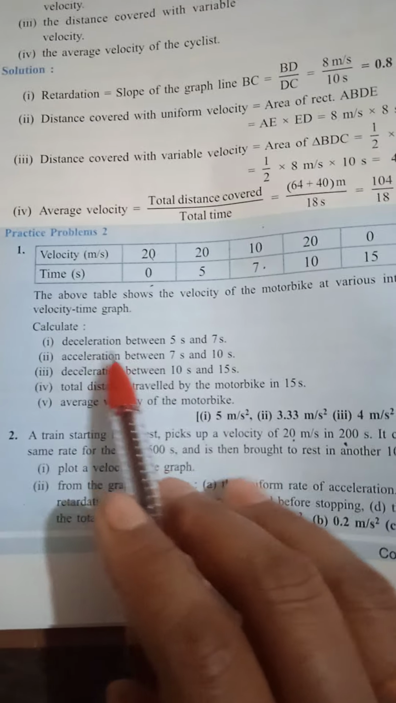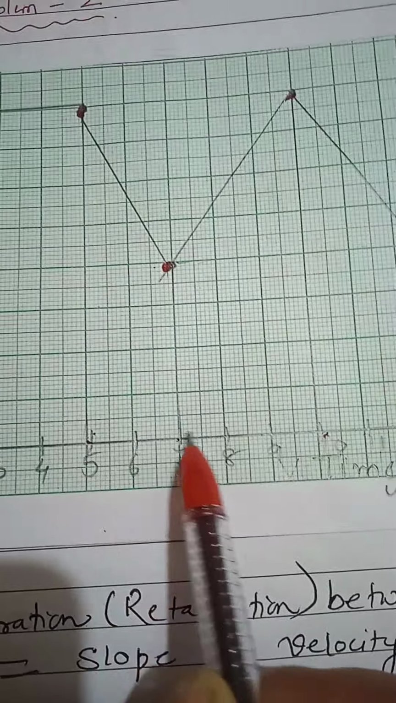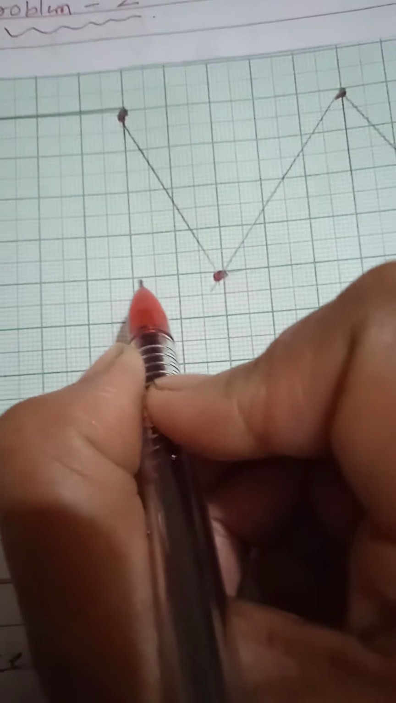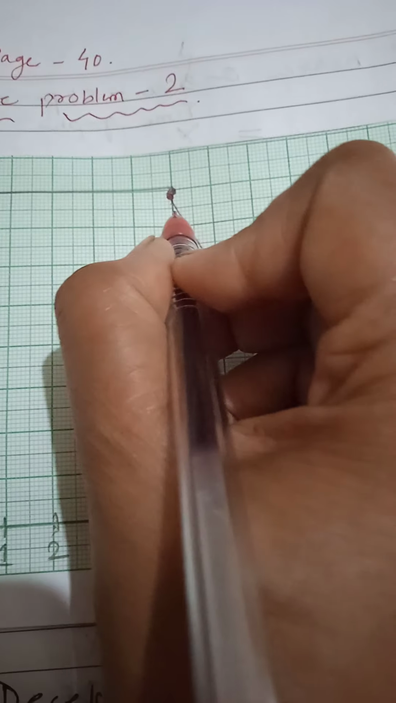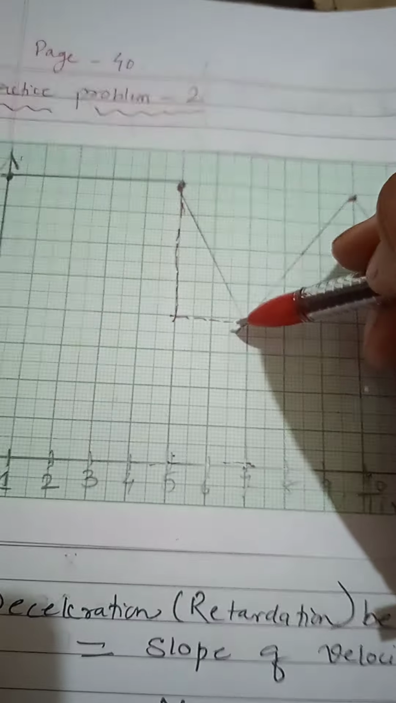Now start solving the question. Deceleration between 5 second and 7 second. It means retardation you have to find. This is your 5 second to 7 second. So for 5 second to 7 second, what do you have to do? You have to construct a triangle. This is your triangle. Now this is the decreasing line, so it is giving you the deceleration or retardation.